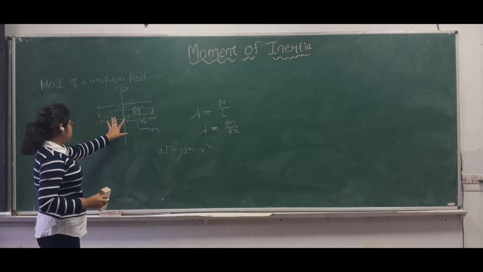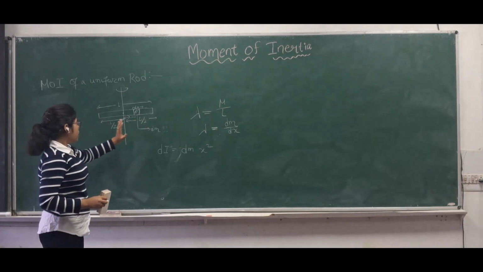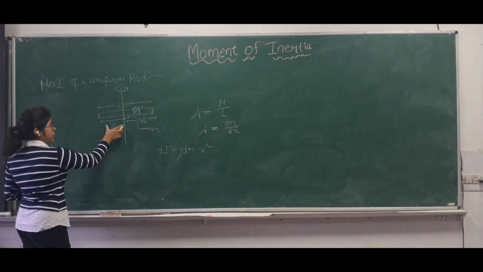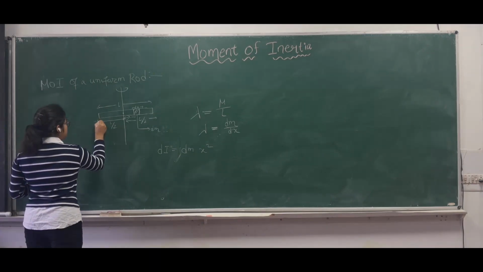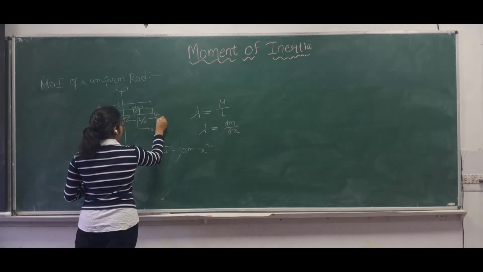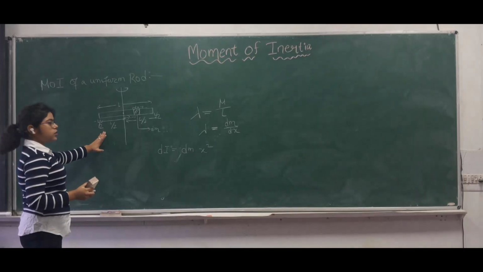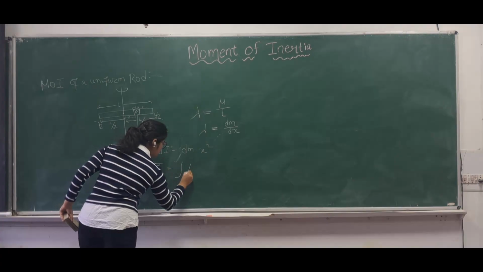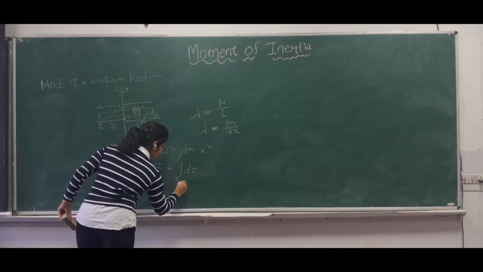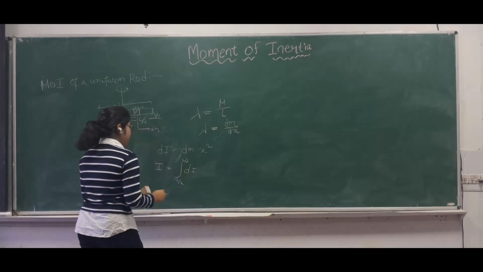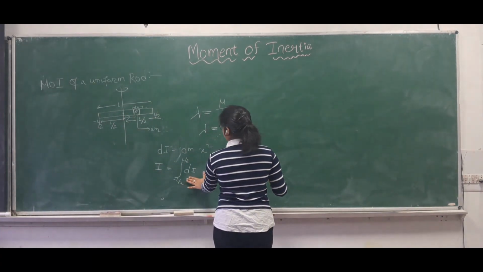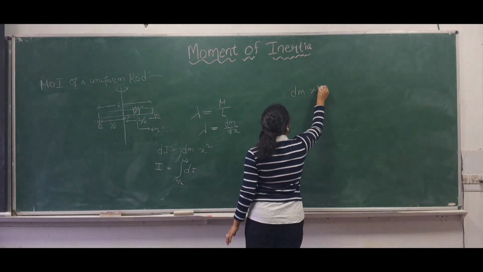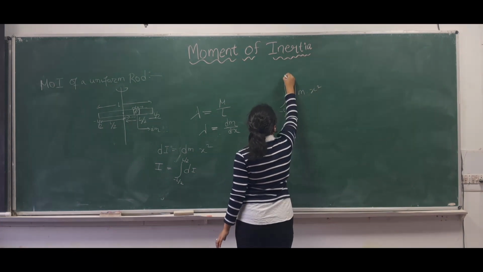Now we need to find the moment of inertia of this rod while the axis of rotation is passing through the center of mass. Therefore, we take the integration at the limit. Here this portion is minus L by 2 and this portion is plus L by 2. So the limit is minus L by 2 to plus L by 2. Therefore, I equals the integral from minus L by 2 to plus L by 2 of dm times x square.